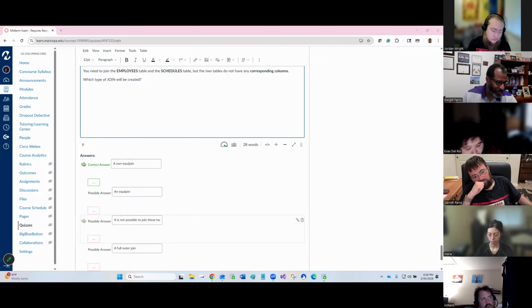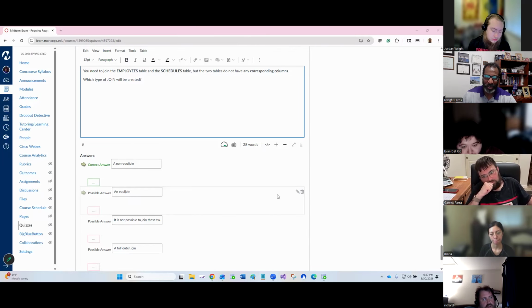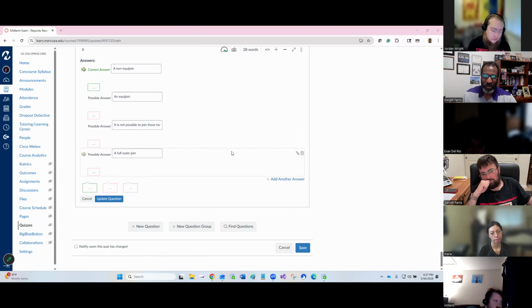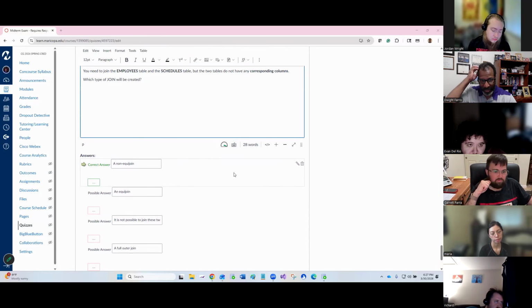No, it's not a full outer join. Well, that's another way to join the tables without any parameters, but you still need to join the tables on something. So a full outer join is something a little bit different.